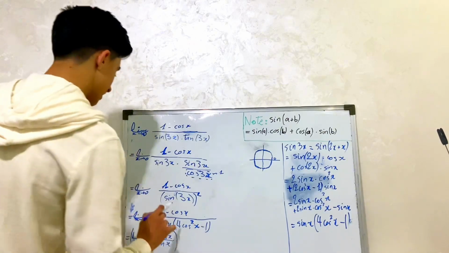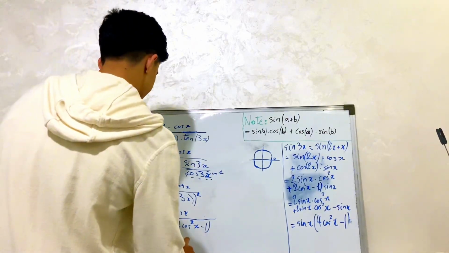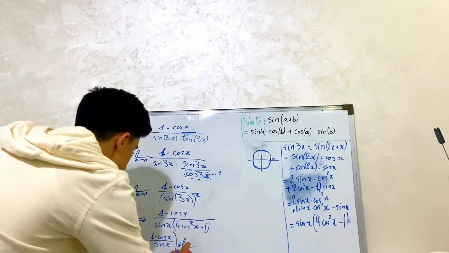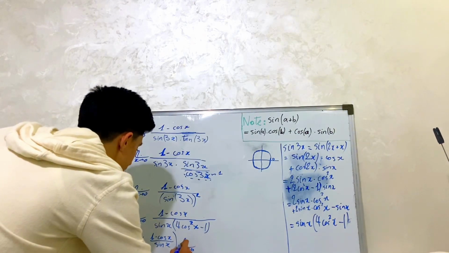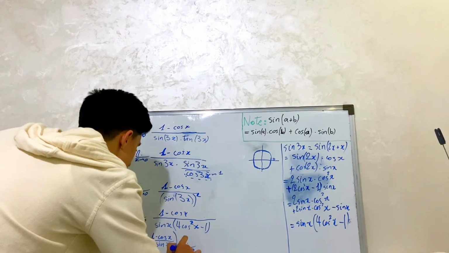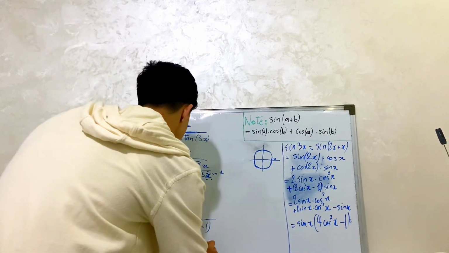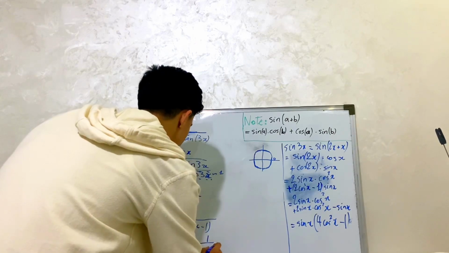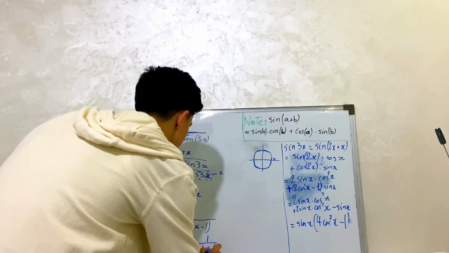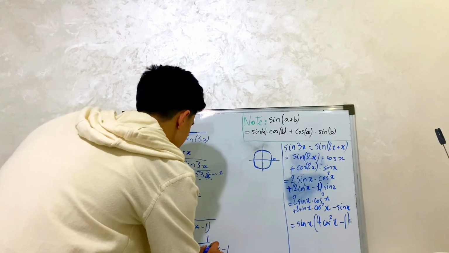Then times the limit as x goes to 0 of 1 over 4 times cosine square x minus 1.